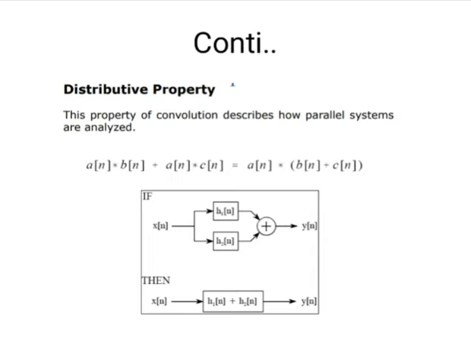So this is all about the distributive property. There are some more properties of an LTI system. We have seen the commutative, distributive, and associative properties. Then the next are convolving with an impulse, memory, invertibility, causality, stability, and unit step response.